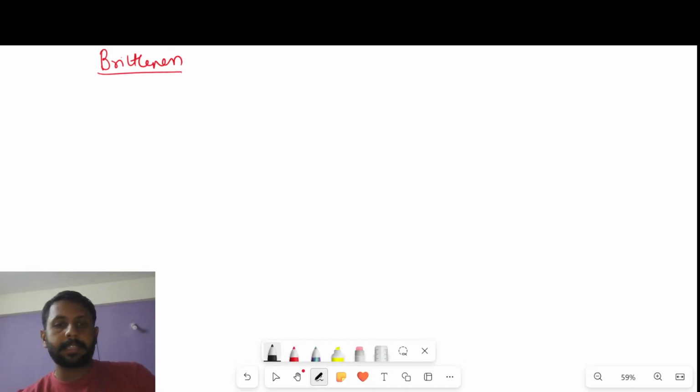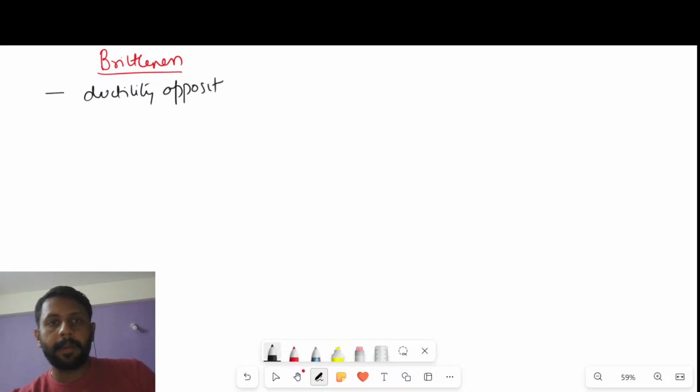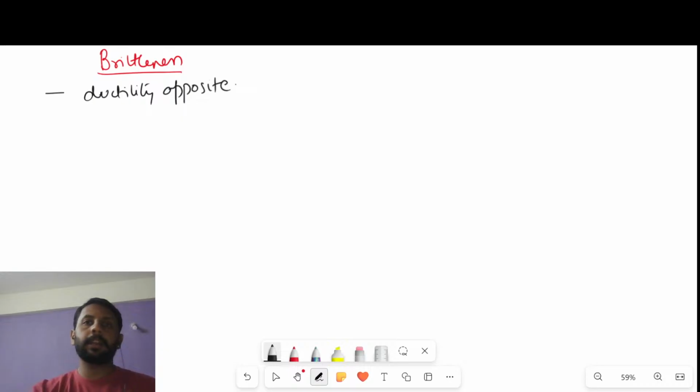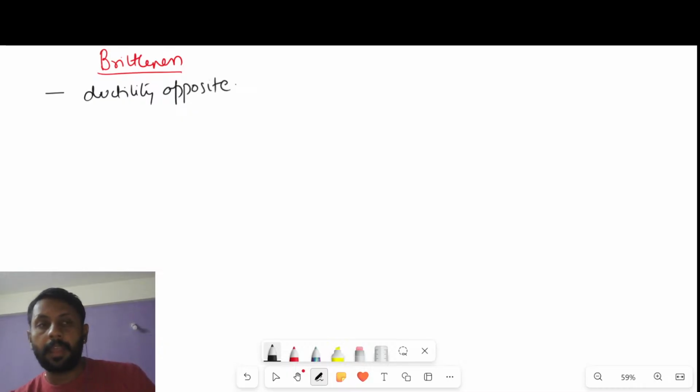So brittleness is exactly opposite of ductility. In a ductile material it is expanding. In brittleness, it will not expand. If you start increasing the load, it will suddenly break. So a material which does not have ductility is called brittle.